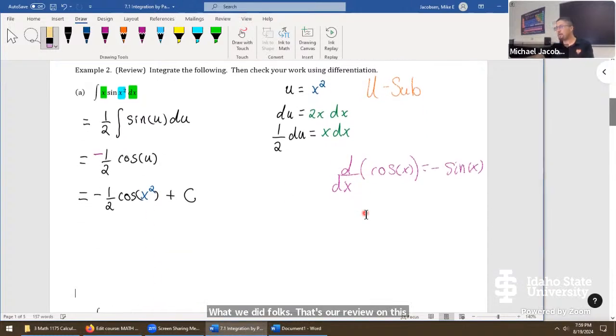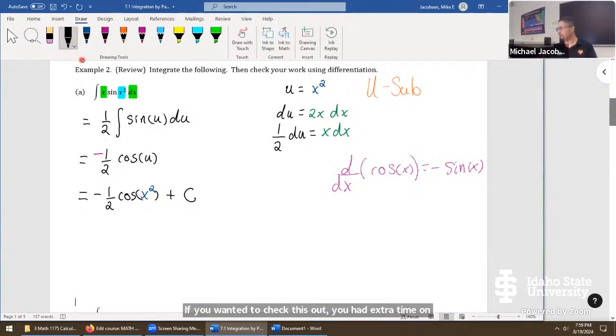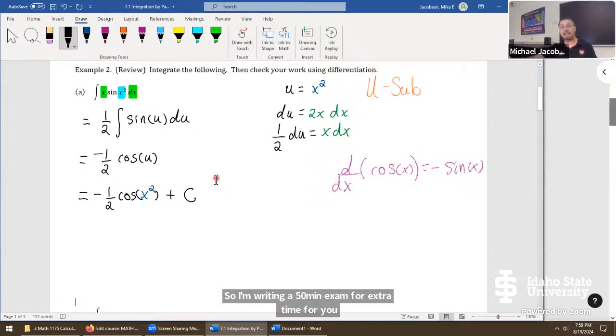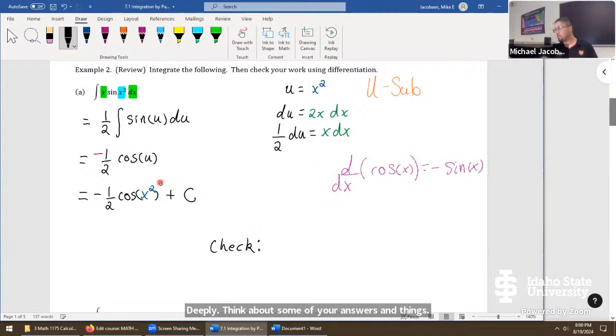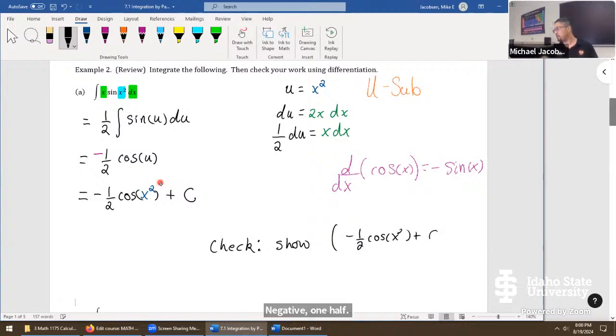And let's suppose that was a real exam problem. If you had extra time on your exam and wanted to check this out, I tried to bake in a little bit of extra time. Class is 67 minutes, so I'm writing a 50-minute exam for extra time for you to look over, deeply think about some of your answers and things. The check would be to show that negative 1/2 cosine x squared plus constant, prime, equals the integrand.